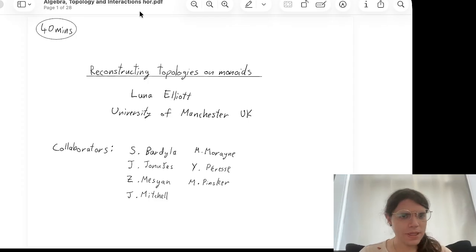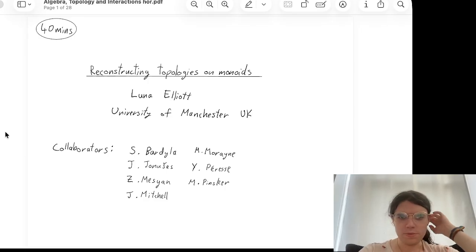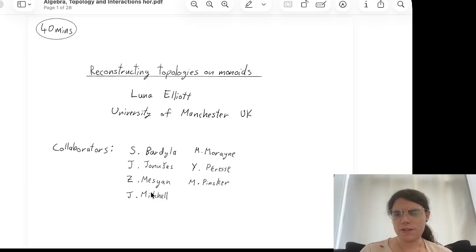Okay, so today I'm going to be talking about reconstructing topologies on monoids. The talk is by me, Luna Elliott. I currently work at the University of Manchester. The talk will be, in some sense, a sort of survey of a bunch of results in this area. A lot of the results are with me and collaborators, but this is not focused on the results of one particular paper. So I'll be talking about lots of things which I wasn't involved in, but among the ones I was involved in, these are the people who co-authored with me at least once on those things. So this is Serhi, Julius, Zach, James, Michał, Jan, and Michael.